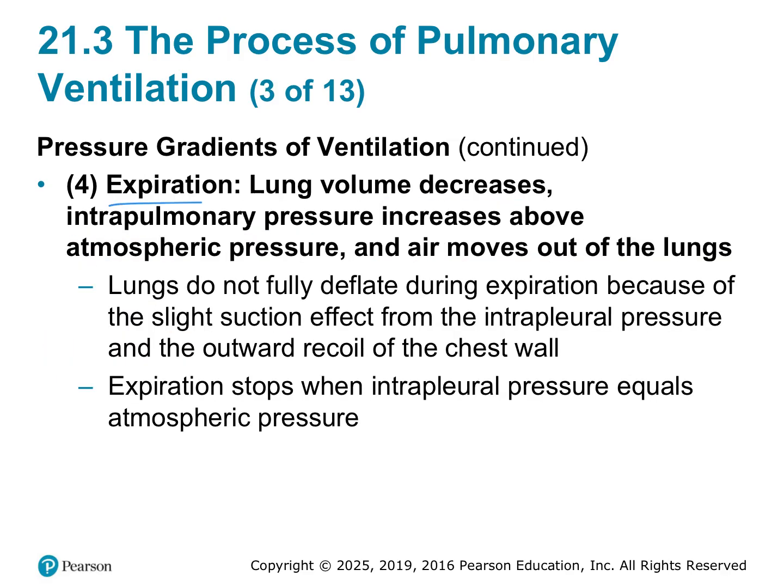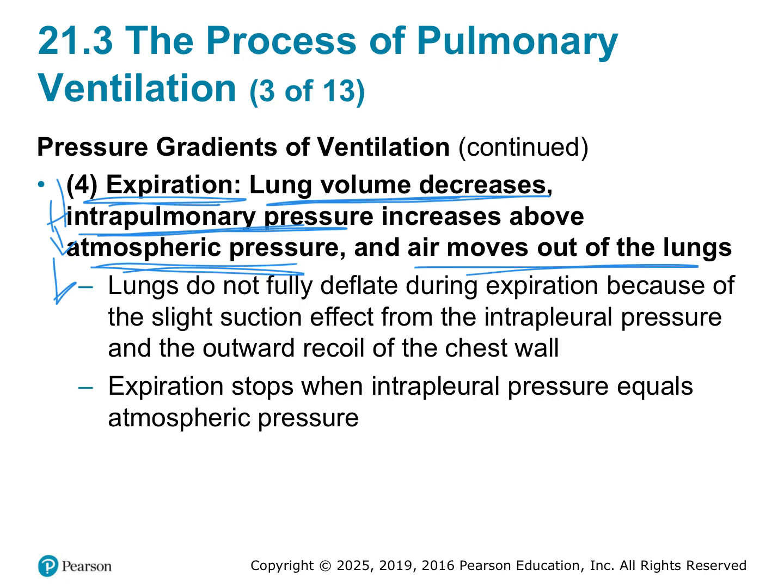And then as we exhale, the lungs recoil, so they get smaller. As the size of the lungs get smaller due to recoil, the intrapulmonary pressure increases, above atmospheric pressure. So now the lungs are high, the atmosphere is low, the air moves from an area of high to low, so it moves from the lungs out. So air moves out of the lungs purely because the lungs are recoiling and changing the pressure inside of the lungs, and then the air leaves the lungs.